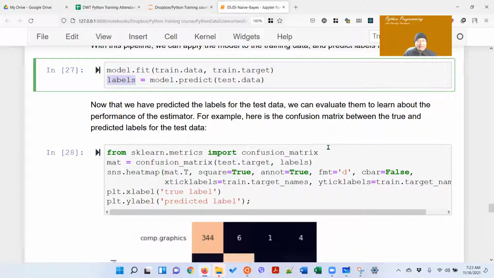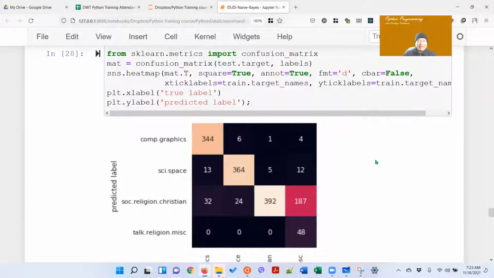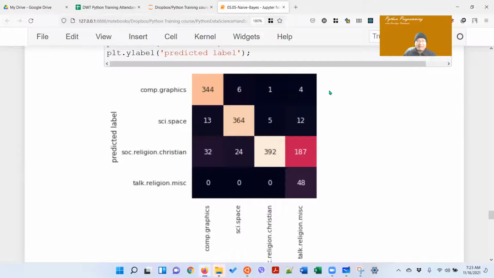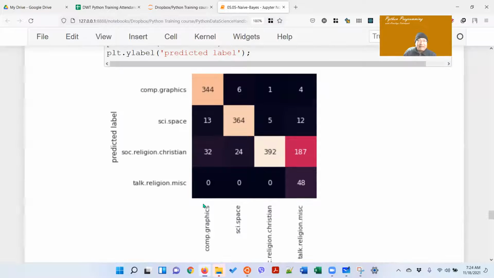Now that we have predicted the labels for the test data, we can evaluate them to learn about the performance of the estimator. It's a confusion matrix. Have we covered the confusion matrix? Yes, sir. That's right. Can you interpret this based on what you know? This is the confusion matrix. Let's take the true label computer graphics. How many of them did it predict correctly? 344, yes. So these are correct predictions.